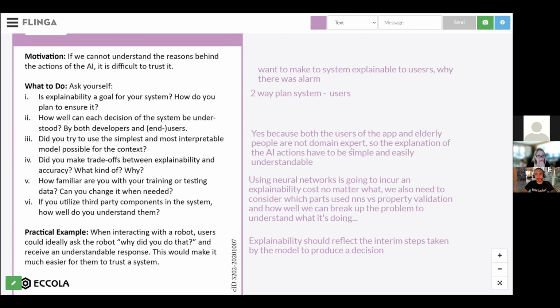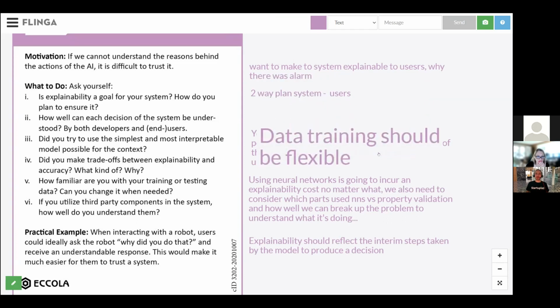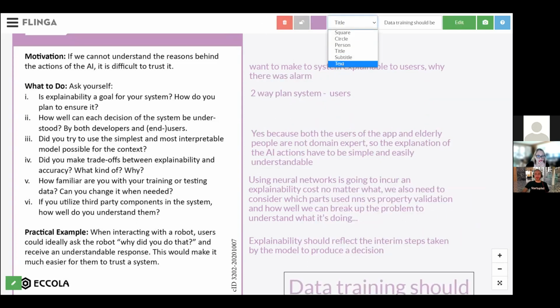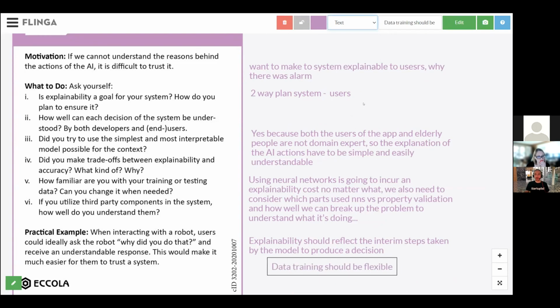Okay, now if someone is still typing, we can have a discussion here. Is explainability a goal of the system? I think we had this discussion already when selecting the cards. So I think, yes, we want the system to be explainable for the users, especially if we look at elderly people as end users, and then the people taking care of them as users of this system. We want them to have an understanding of the system, and to have it be explainable in that way, building trust in the system. For example, why there was an alarm.